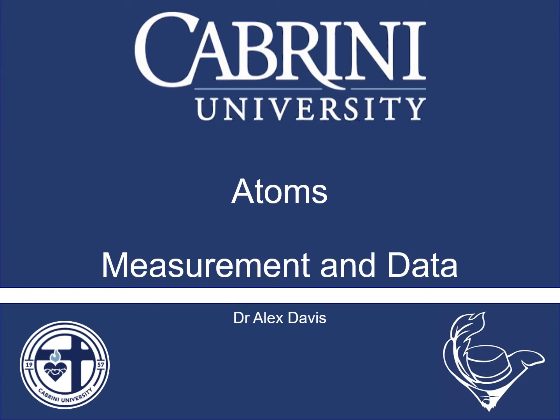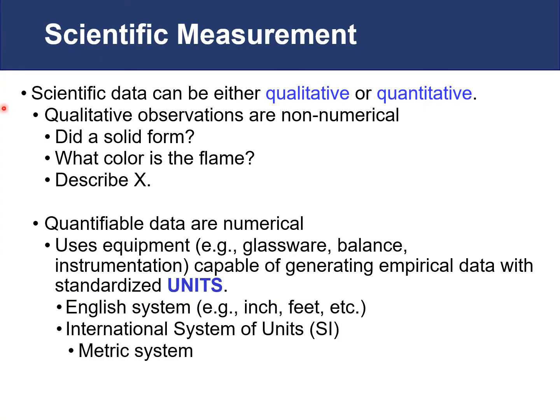In our previous video, we talked about the scientific method, which relies on experimentation. So when we are doing those experiments, what does the data look like? When we are doing a scientific measurement, we collect data, and that data can be either in the form of qualitative or quantitative. Qualitative observations are those that have a non-numerical component.